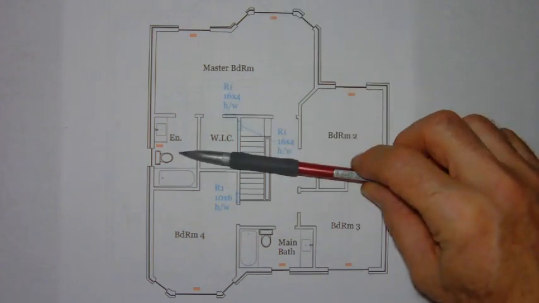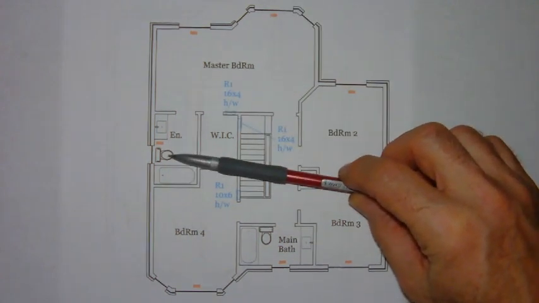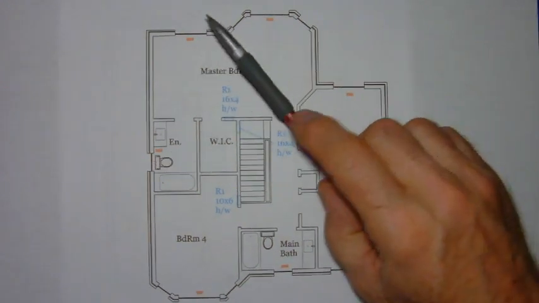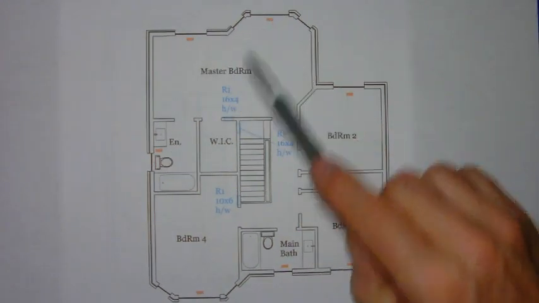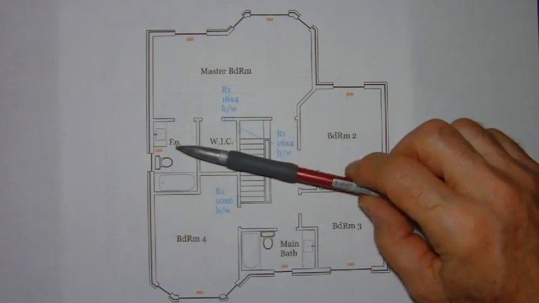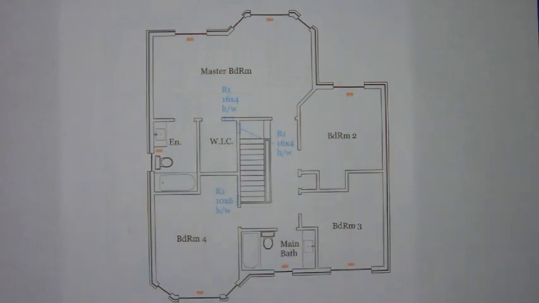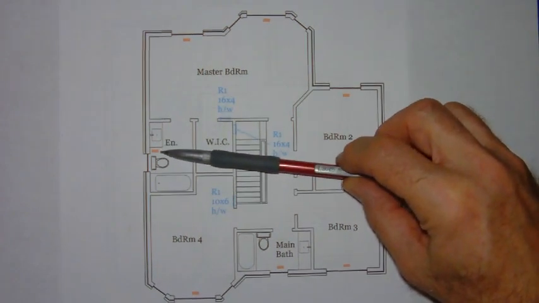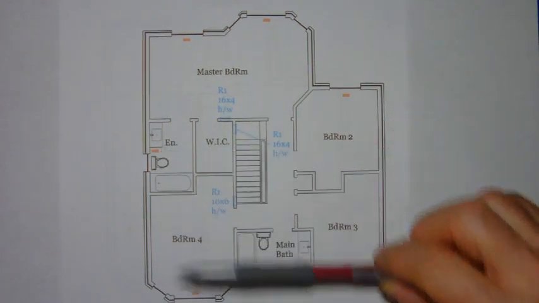The next room is the ensuite. Now in this particular case we can see that the toilet's in front of the window. Typically you want to place your heating outlets under the windows, but in rooms such as bathrooms and kitchens, that can be difficult. So you try to locate a supply outlet as close to the window as possible.